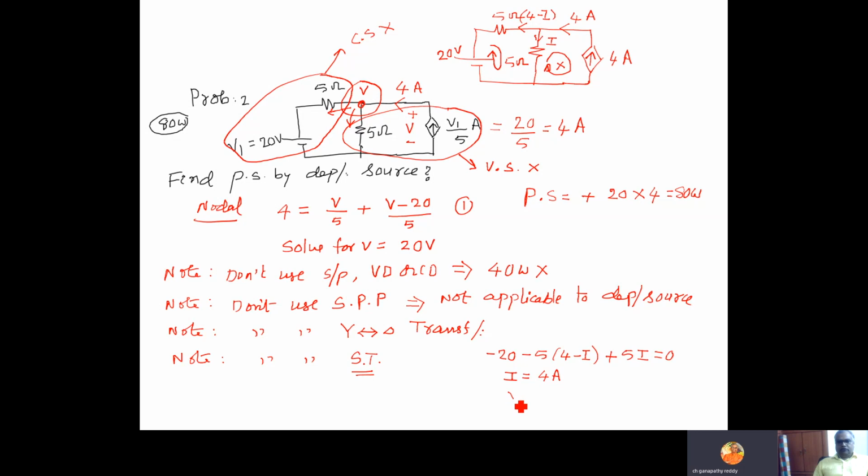If I is 4, then what is V? V is 4 into 5, so 4 into 5 is again 20 volts. So this is the V we want to find. This V is nothing but 5 into 4, then 20, 20 into 4, 80. You get the same answer, but this is using mesh analysis.